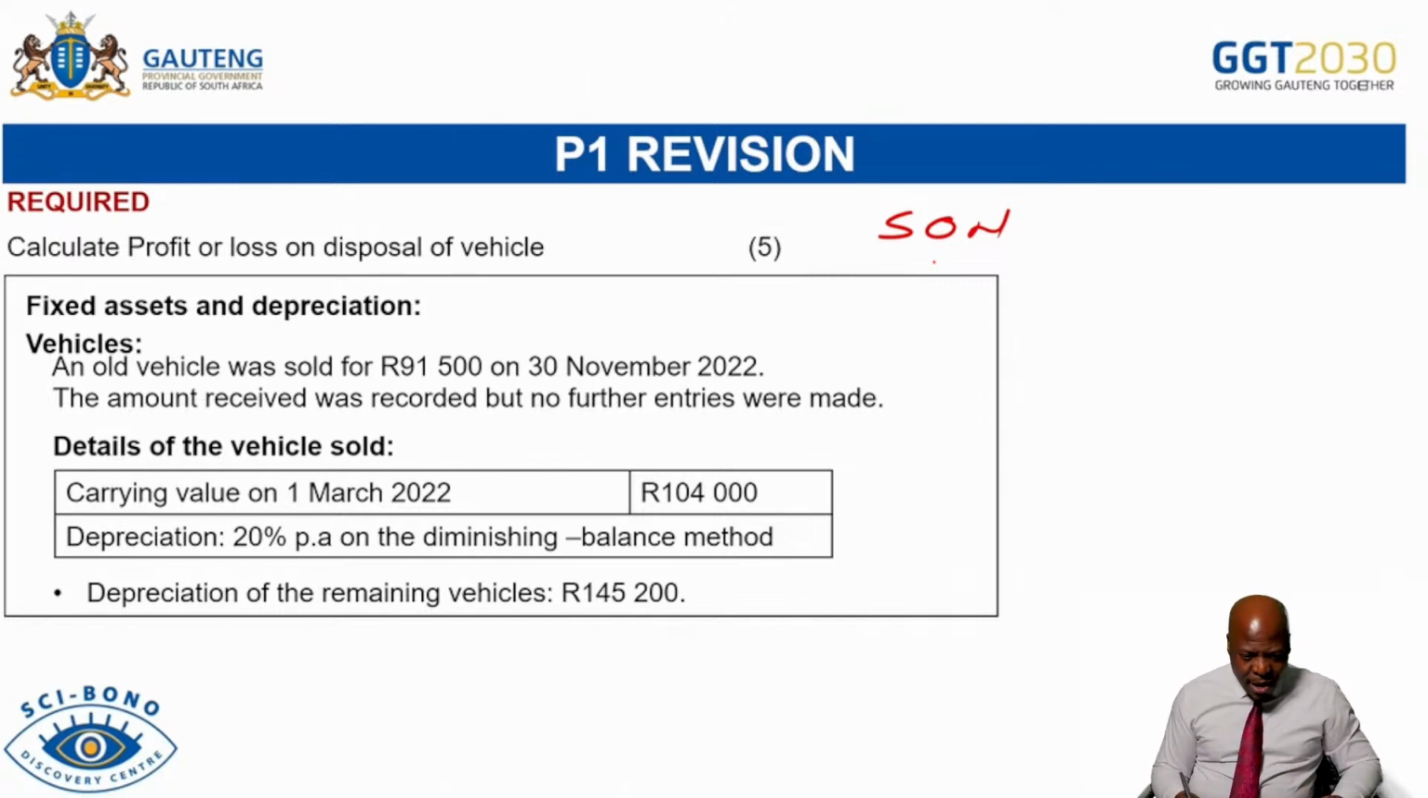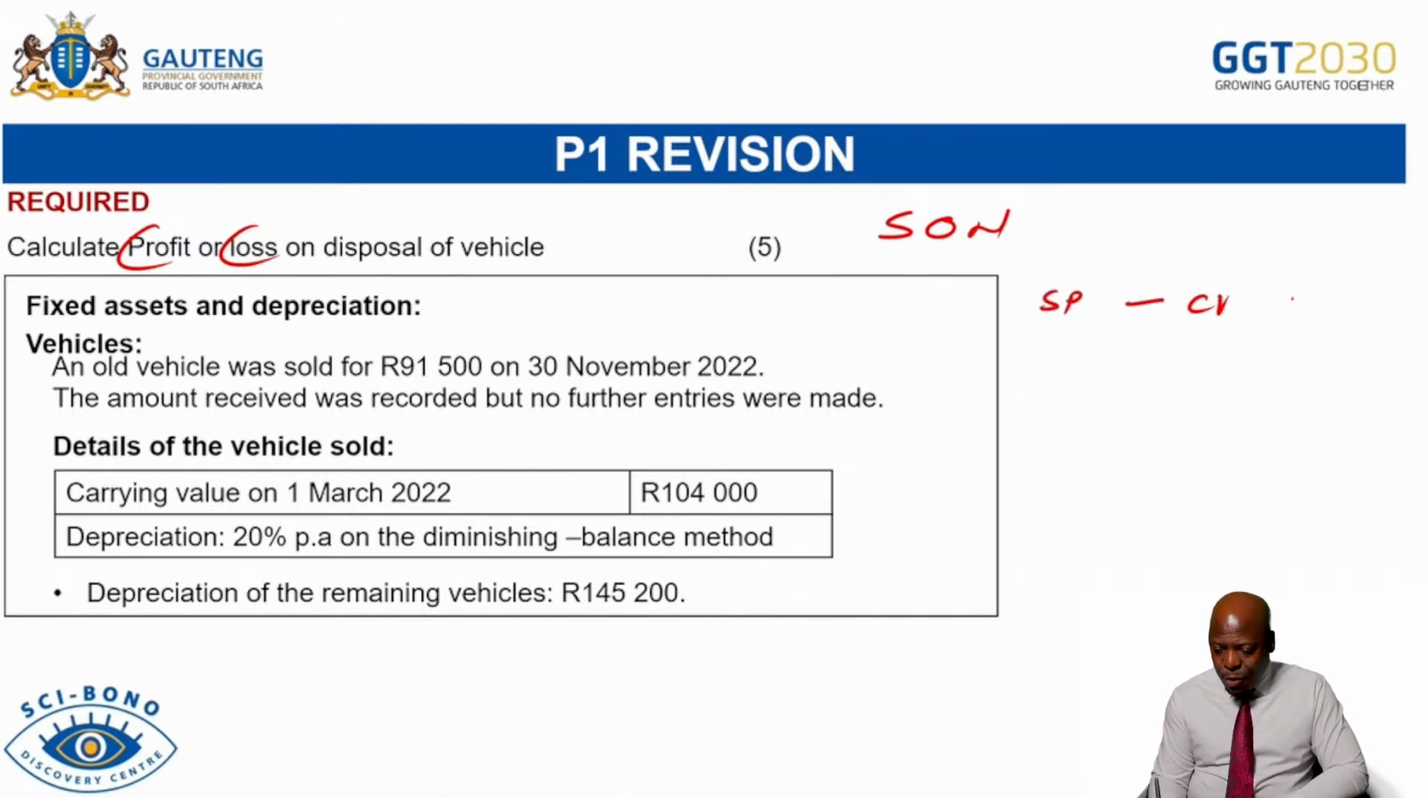In this activity, they wanted us to calculate the profit or loss on the disposal of a vehicle. That must not be a problem, because once they say a profit or a loss, they want you to tell them whether this is a profit or a loss. And there's a simple way in which you can determine whether it is a profit or a loss. You simply say your selling price minus the carrying value. That is going to give you either a profit or a loss. If it's positive, it's profit. If it's negative, then it's a loss.